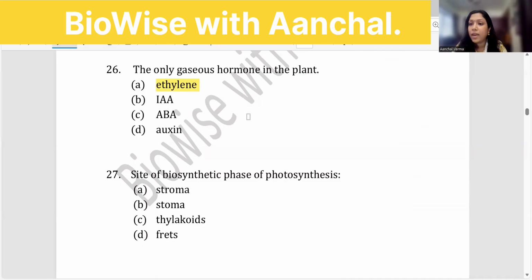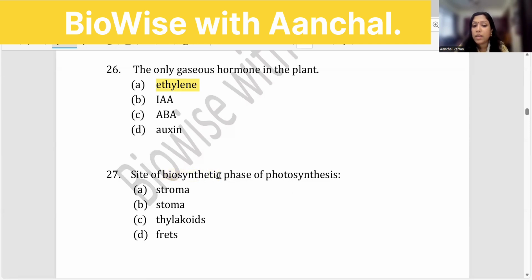Full form of IAA, ABA, very important. IAA, indole 3 acetic acid. Do not miss the 3. Indole 3 acetic acid. ABA is abscisic acid. The stress hormone in plants is called ABA. The stress hormone in animals, humans, is adrenaline. Is that clear?